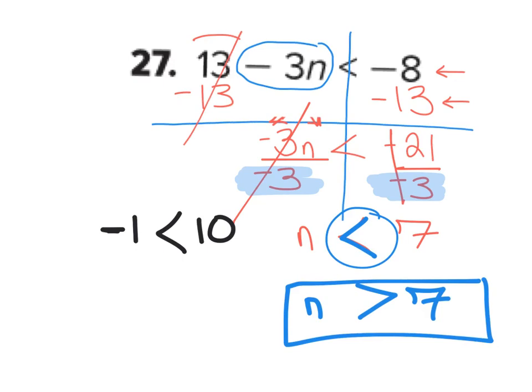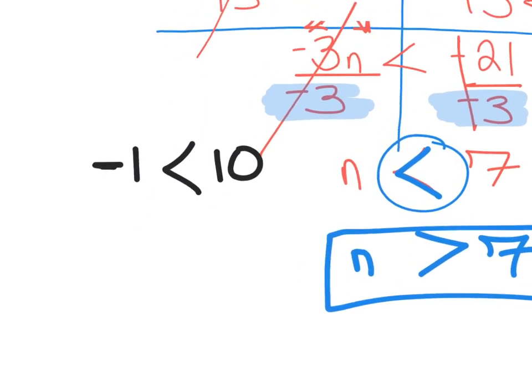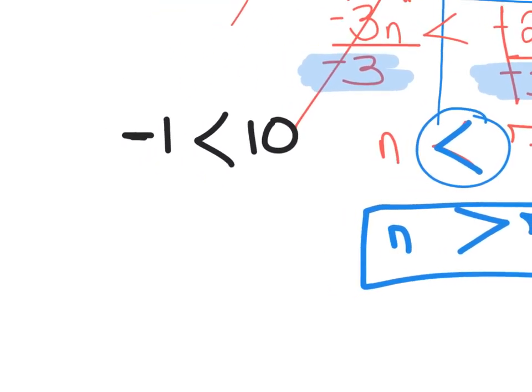Negative 1 is less than 10. Now, I know that with an inequality, if I want to do something to one side, I have to do something to the other side of the inequality to keep it balanced. So I'm going to choose to multiply each side by a negative number. And remember, when I multiply by a negative, I have to flip the sign, and I'm showing you why.